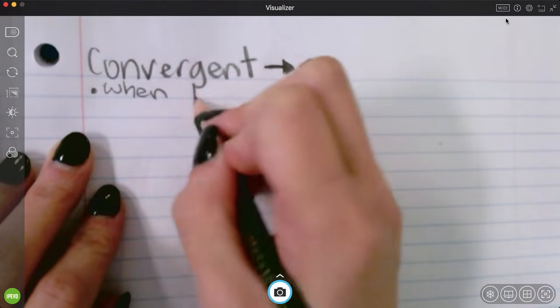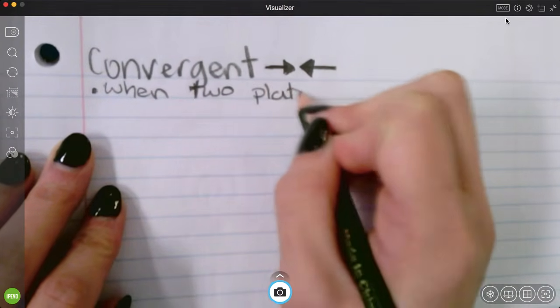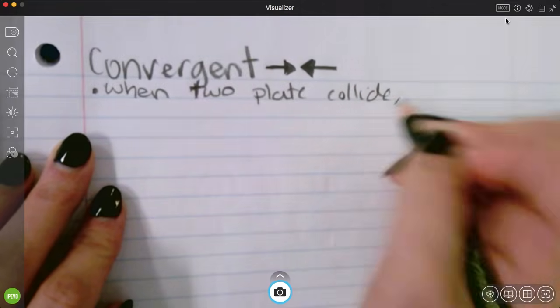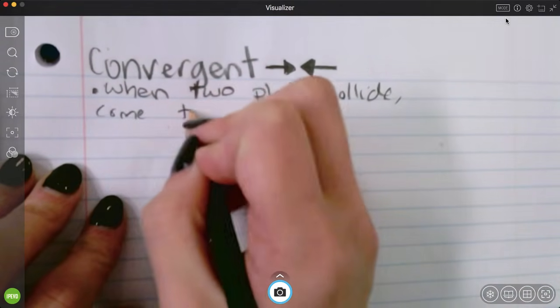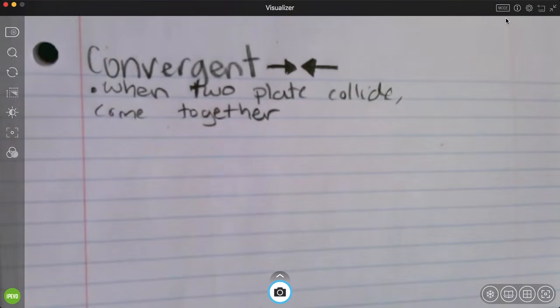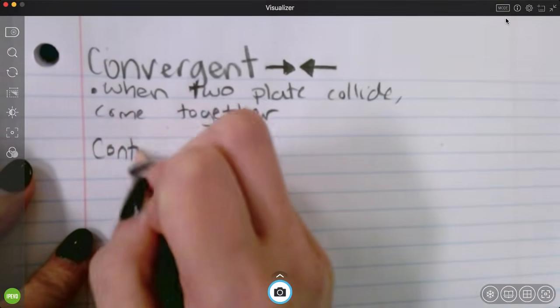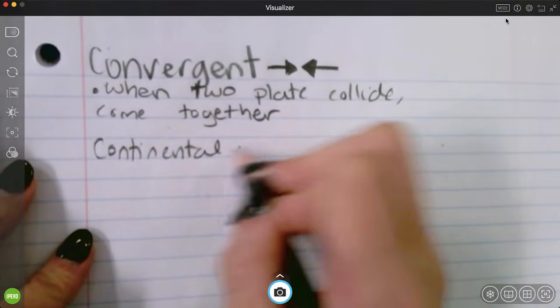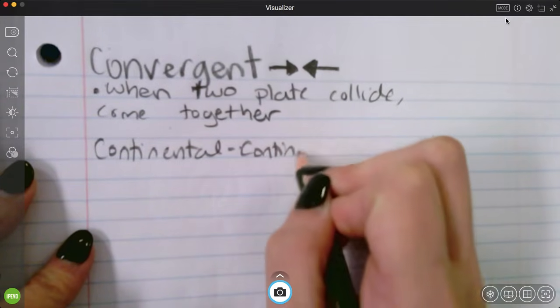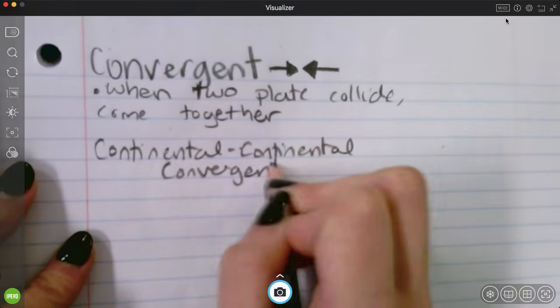There's convergent, okay? So it's pretty easy to make a definition. Convergent happens when two plates collide, come together, any other menagerie ways of saying that, right? There are a lot of types of convergent boundaries. There's three of them, all right? So there's a lot you need to know here. The first one we'll look at is the continental convergent boundaries. So again, they're coming together.